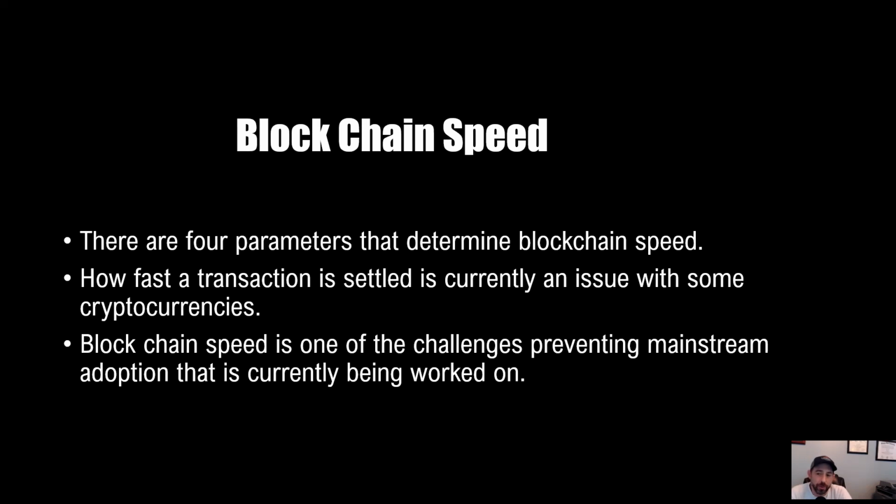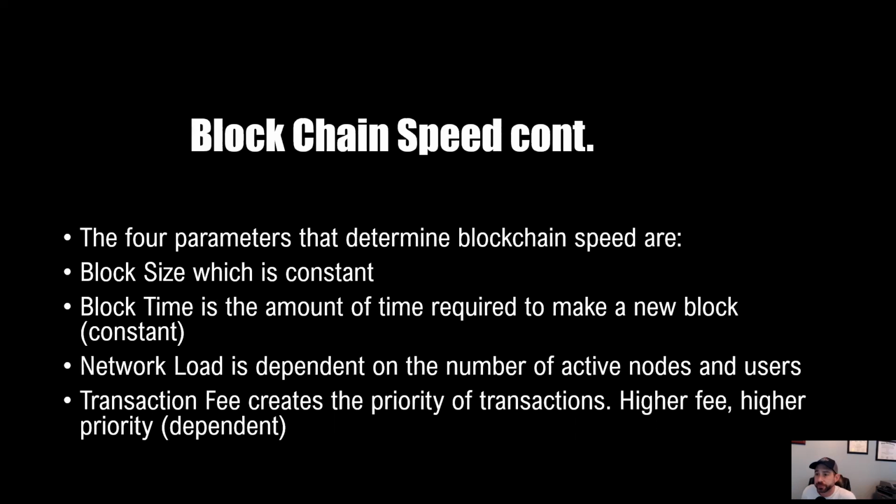All right, blockchain speed is a big deal. There are 4 parameters that determine blockchain speed. How fast a transaction is settled is currently a very big issue with some cryptocurrencies. And blockchain speed is one of the challenges preventing mainstream adoption that's currently being worked on, right? They have all kinds of things, that I'm not going to get into, to help try to speed that up.